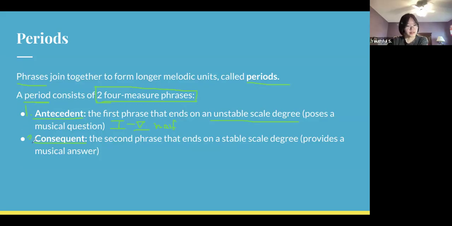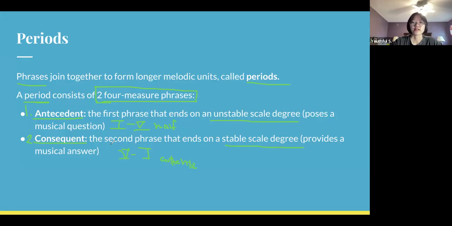And then the second phrase in this period is the consequent. This phrase ends on a stable scale degree, so it ends with 1. It goes 5 to 1, or it can be anything reasonable to 1. Then this second phrase ends on 1, so it's authentic. That's the name of the cadence. So we have half and authentic cadences.